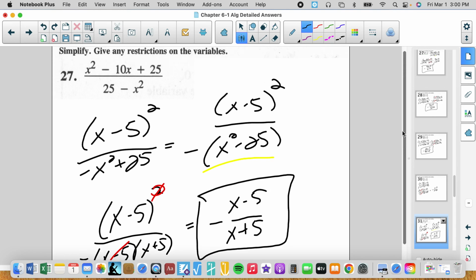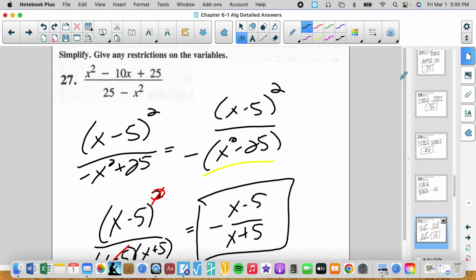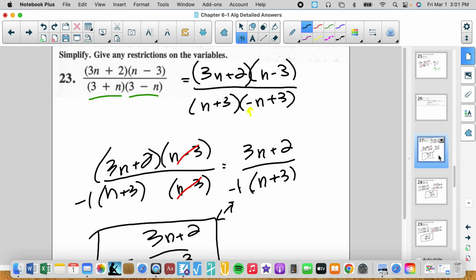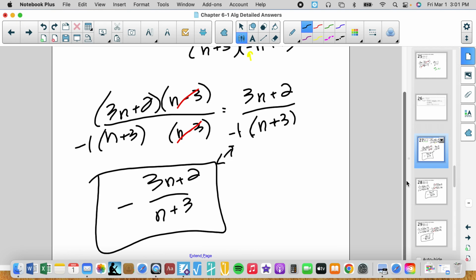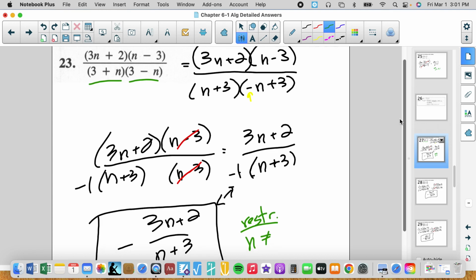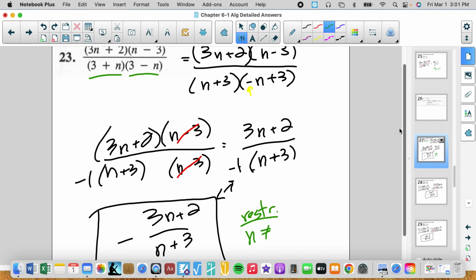Oh, I didn't do restrictions. Let's do restrictions, sorry. All right, restrictions are going to be, sorry, I'm so focused. N cannot equal plus or minus 3.